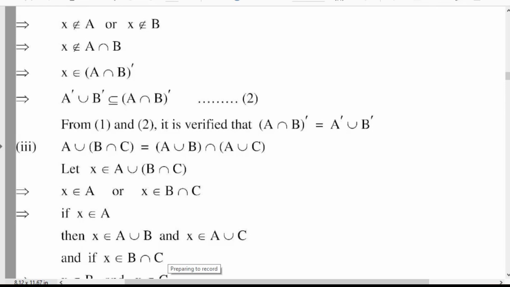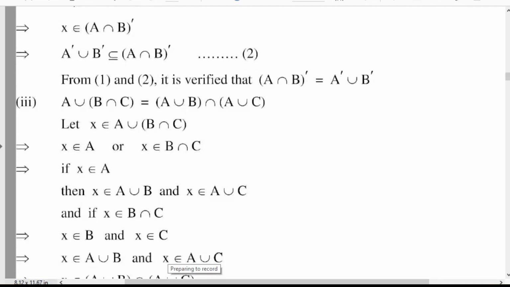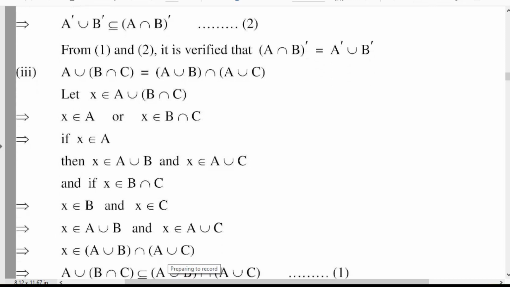And if x belongs to B ∩ C, then x belongs to B and x belongs to C, implies that x belongs to A ∪ B and x belongs to A ∪ C, implies that x belongs to (A ∪ B) ∩ (A ∪ C). So A ∪ (B ∩ C) is a subset of (A ∪ B) ∩ (A ∪ C). That is equation number 1.